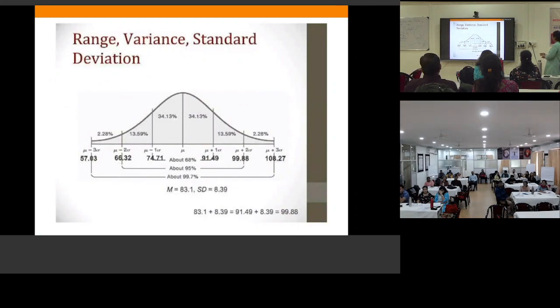So I was telling about the percentages. This much data, 68% of data, is between 1 SD. So this is plus 1 SD, minus 1 SD. This is plus 2 SD, minus 2 SD. 99% is plus 3 SD, minus 3 SD, and this is the mean. This is the standard normal curve or the Gaussian distribution. So apart from the mean, I am also telling the reader the SD.